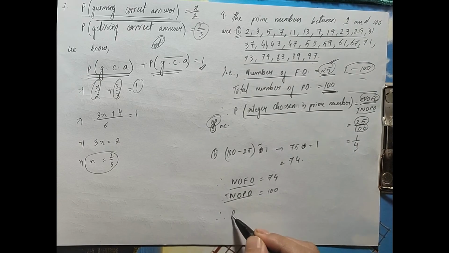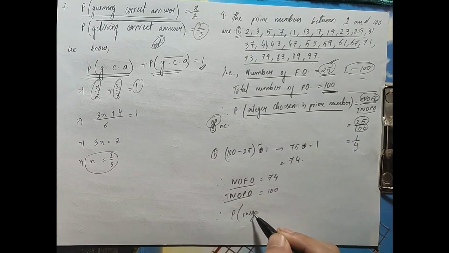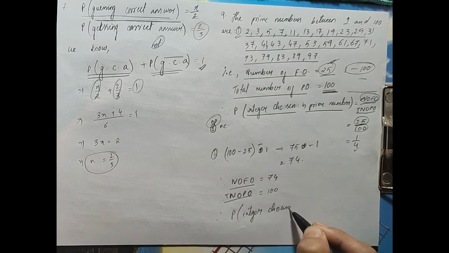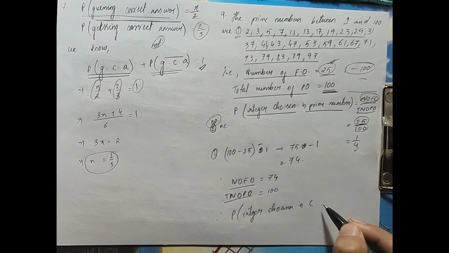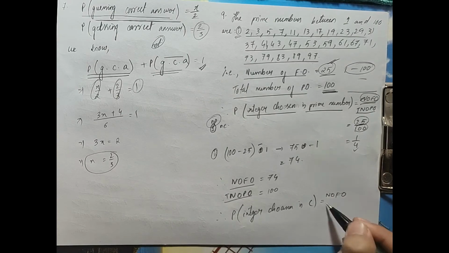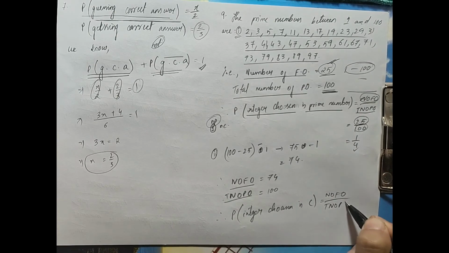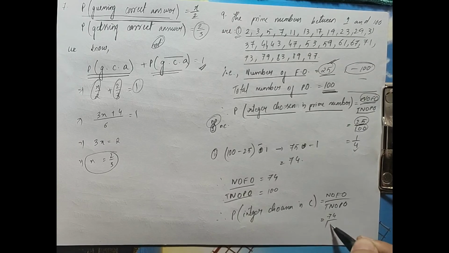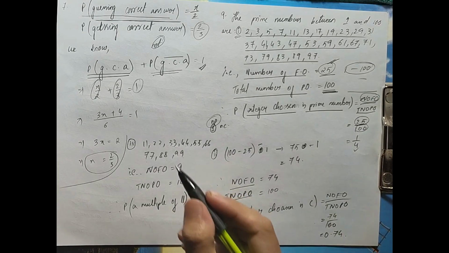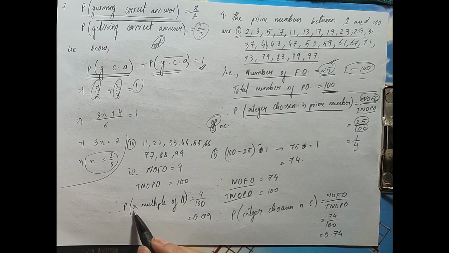Okay, therefore probability of integer chosen is composite is equal to number of favorable outcome divided by total number of possible outcome, which is 74 by 100, which is 0.74. Okay, the third one is you have to find the probability of the number being a multiple of 11.